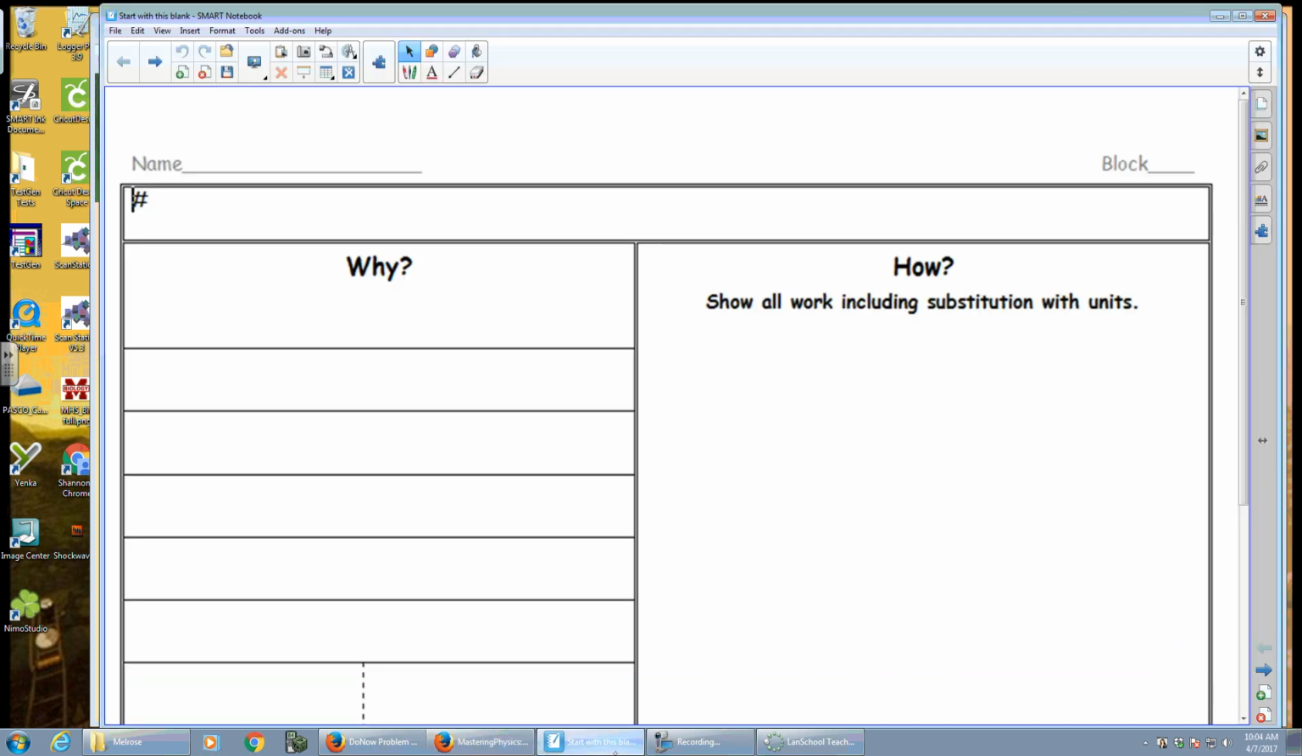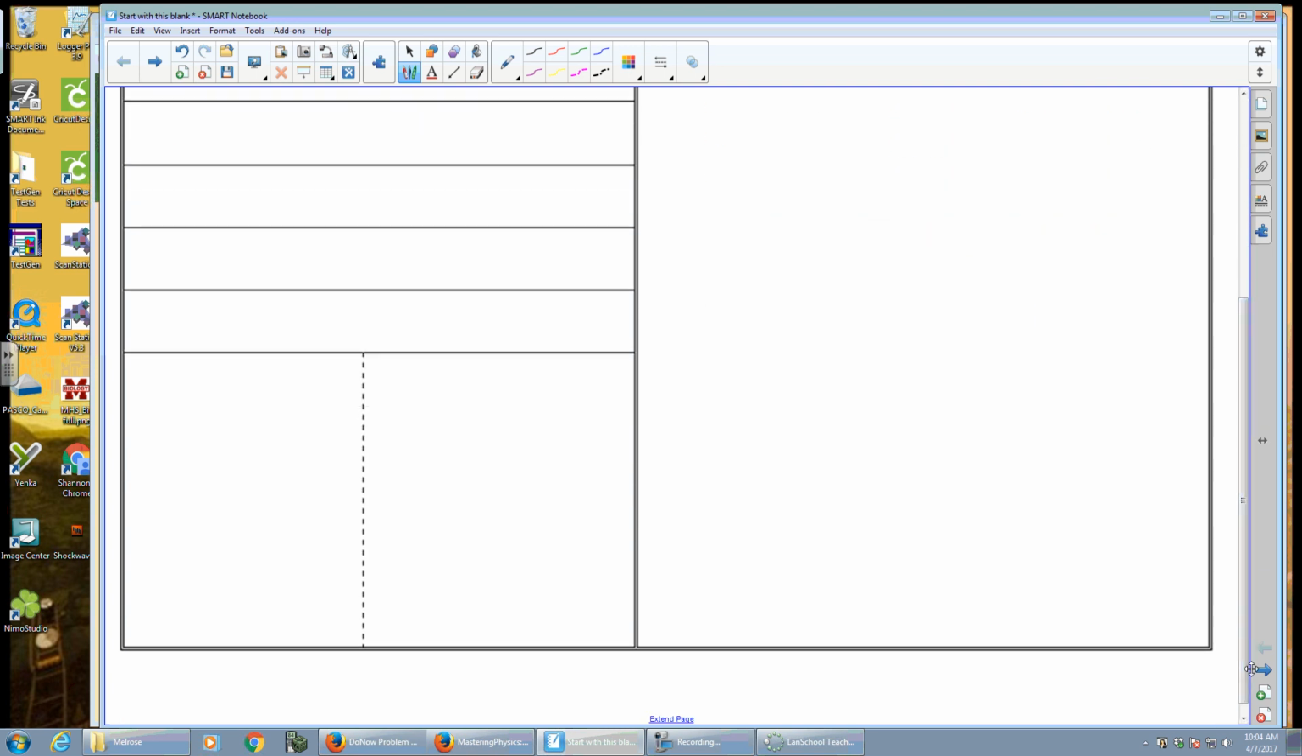So let's, I think I'll do my diagram first. Weight down, normal force up, accelerating in that direction, frictional force automatically opposes motion or possible motion. All right?